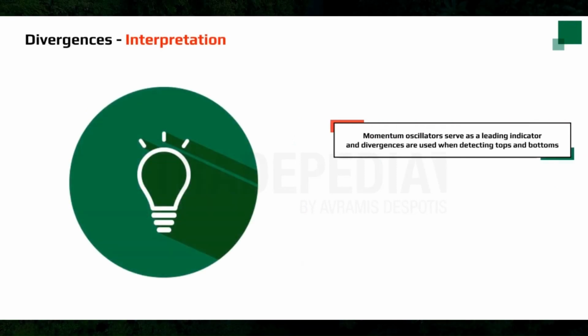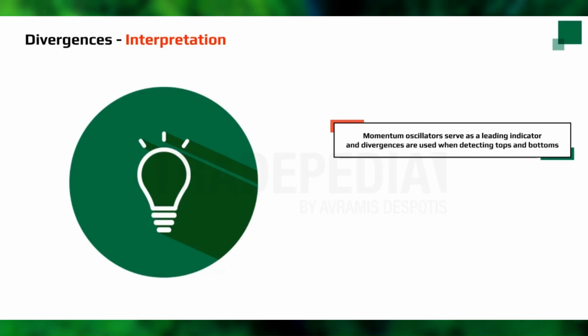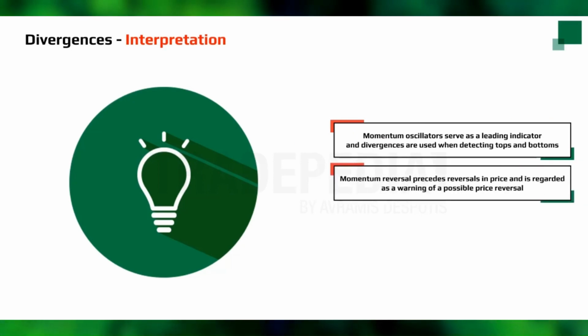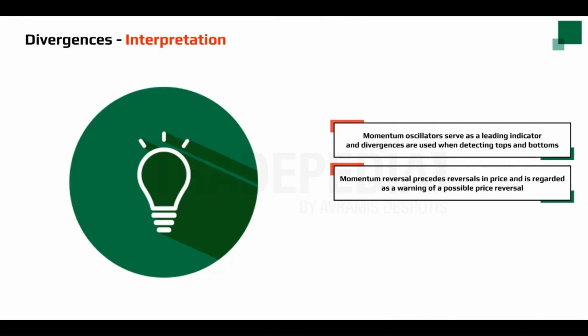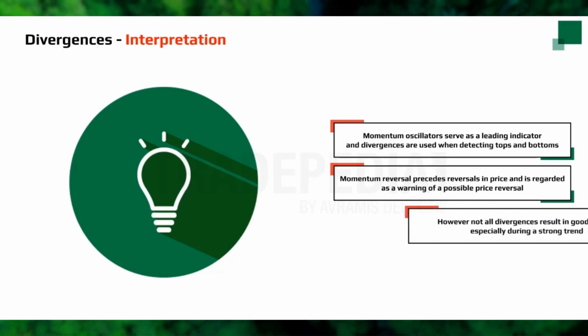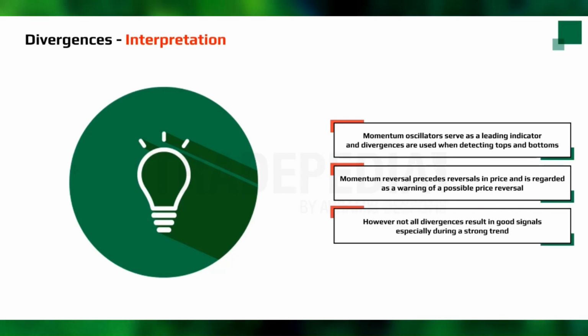Momentum oscillators serve as a leading indicator, and divergences are used when trying to detect market tops and bottoms. Momentum reversal precedes reversals in price, and therefore a shift in momentum is regarded as a warning of a possible price reversal.